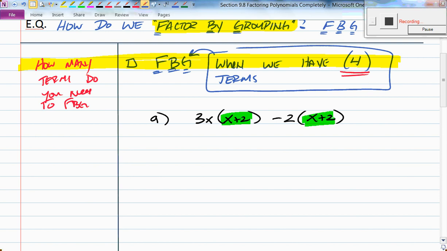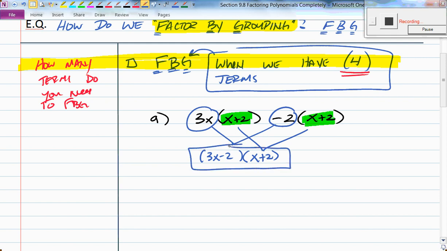Okay, so if they match, that means I can pull one of them out, and that will give me an x plus 2. Does anybody see the other term hidden somewhere? What is it? Do you see the 3x and the minus 2? That is the other answer. That is my other binomial. That piece goes here. So what does this remind you of? Yeah, this reminds you of splitting that middle term, right? And the last step in trying to figure out how to split that middle term is trying to get those two terms to match.